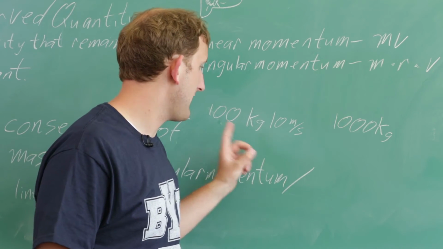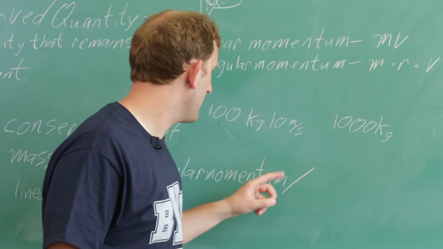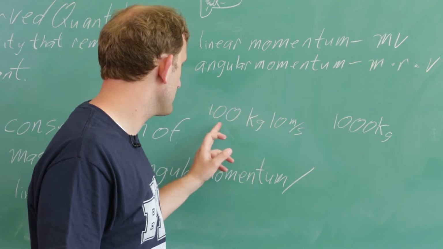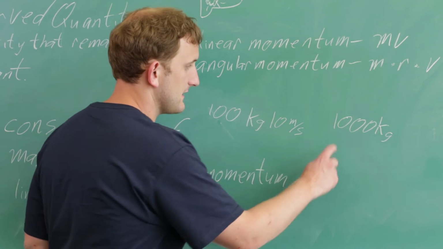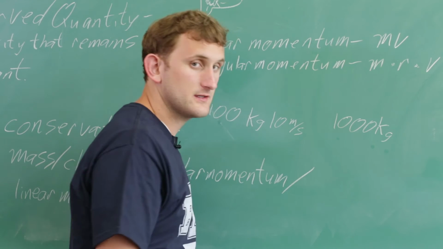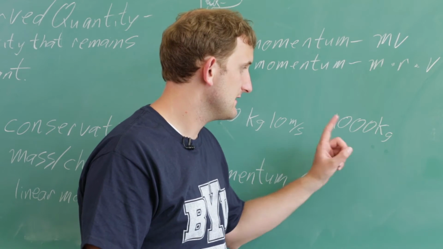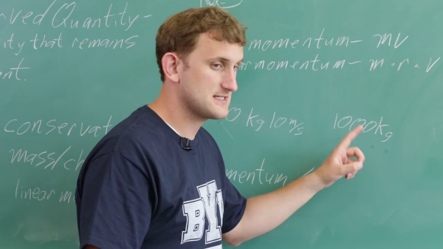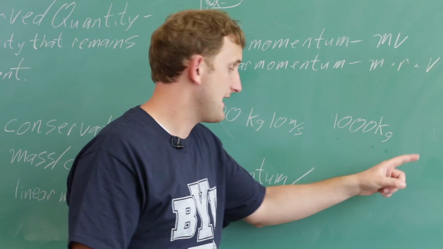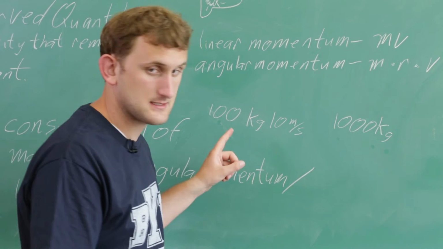Well, linear momentum has to be conserved. So if we do this one, that means it'll be 1,000 kilogram meters per second. If this weighs 1,000 kilograms, that means if all linear momentum is conserved, this is going to be moving 1 meter per second, because the number at the end of this has to be the same number at the end of this.